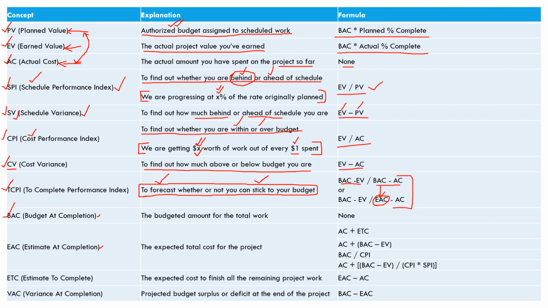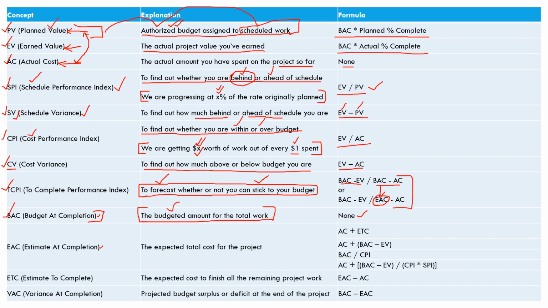Let's talk about BAC, budget at completion, the budgeted amount for the total work. So this is the budgeted amount that you have for the total work of your project. There's no formula for it because this is just the budget, right? Now, what is the difference between BAC and PV, the planned value? PV is the authorized budget for scheduled work, whichever work that is scheduled. You have the money for the scheduled work, while BAC is the overall amount of the total project work. So BAC is a single value.